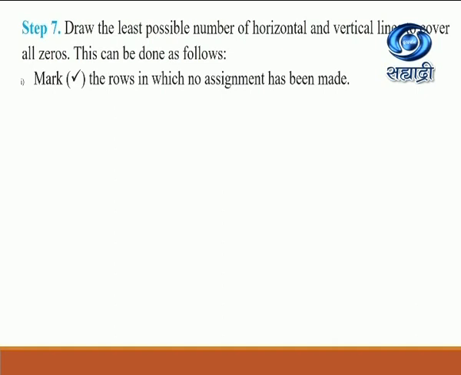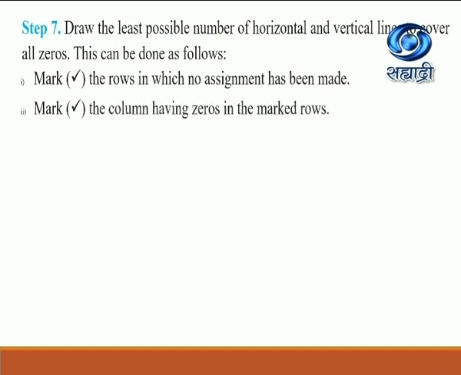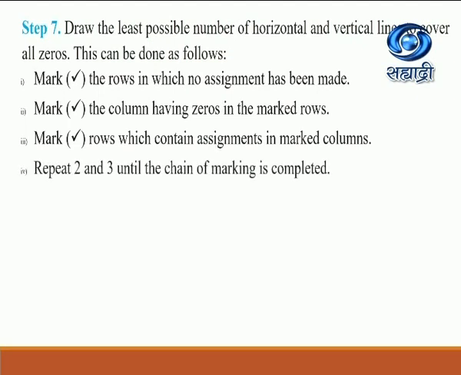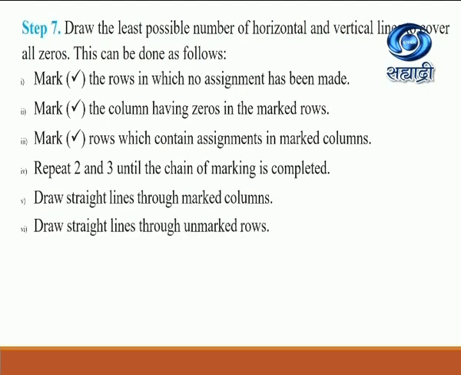This can be done as follows. So remember these points if the assignment is not optimal. Put a tick mark for the rows in which no assignment has been made. Put a tick mark in the columns having zeros in the marked rows. Then put a tick mark for rows which contain assignments in marked columns. Repeat 2 and 3 until the chain of marking is completed. Draw straight lines through marked columns. Draw straight lines through unmarked rows.